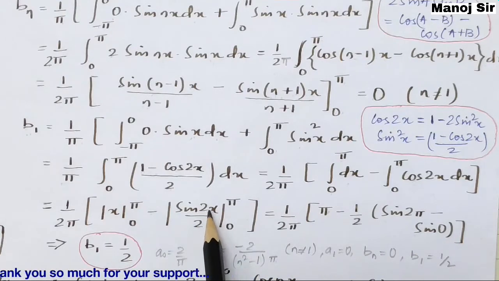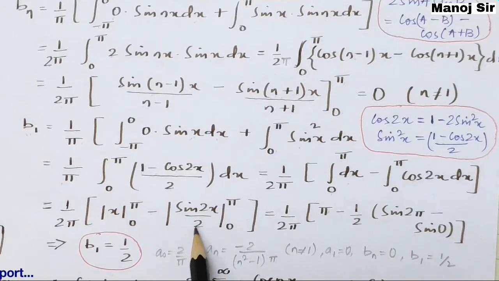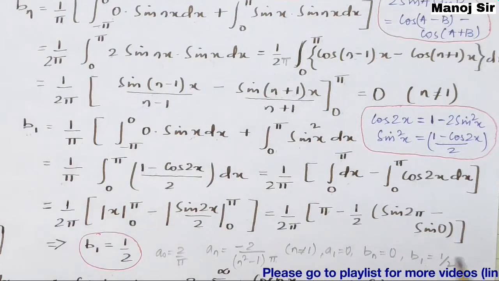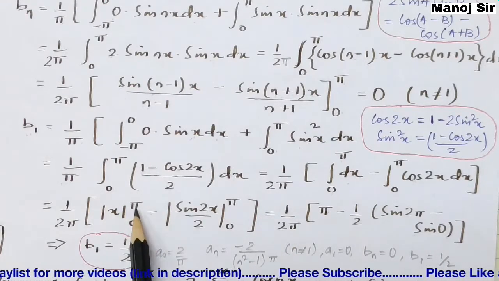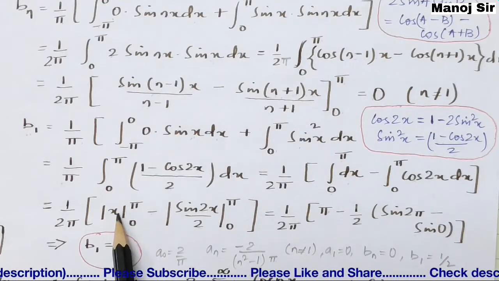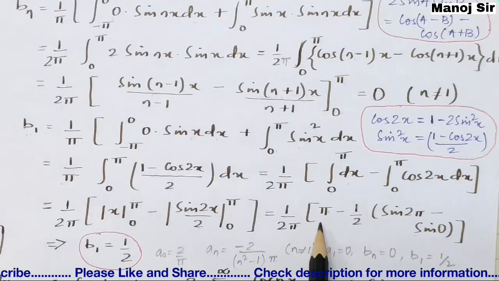Why is 2 here? Because 2 is the coefficient of x. So simply write 2 in the denominator part, and the limit is from 0 to pi. Now simply put the limits. 1 upon 2 pi is as it is. If you put the upper limit, that is pi, minus the lower limit, that is 0. So pi minus 0, that is pi.